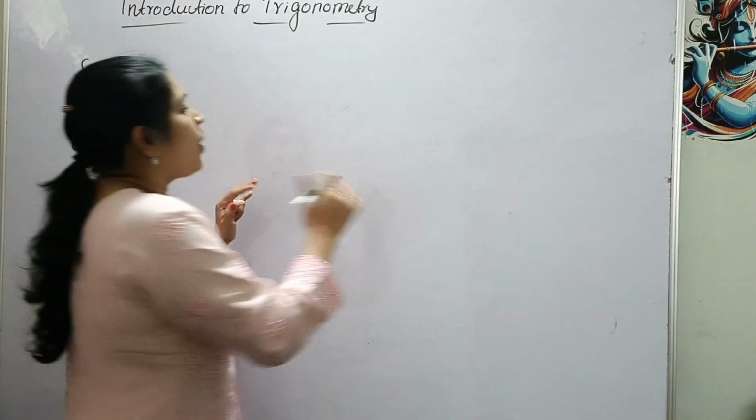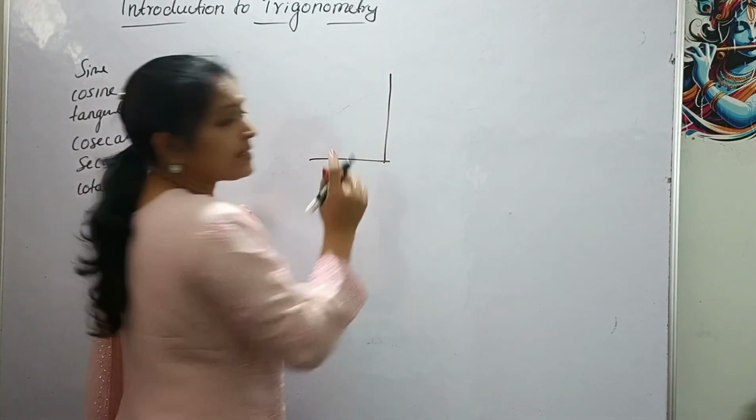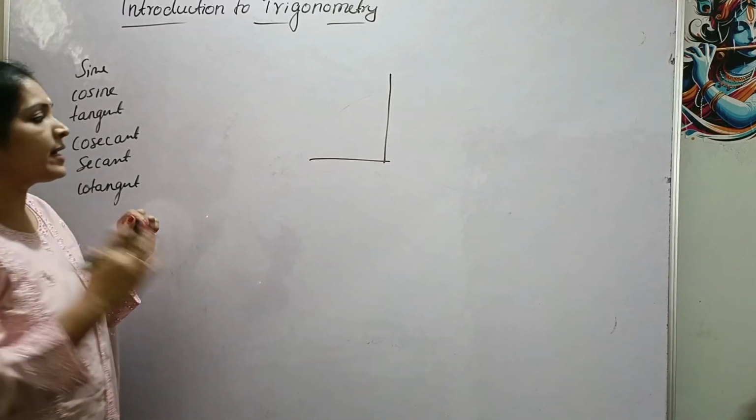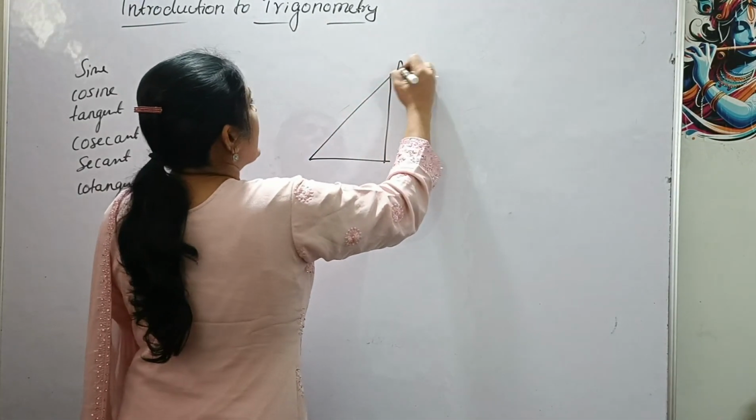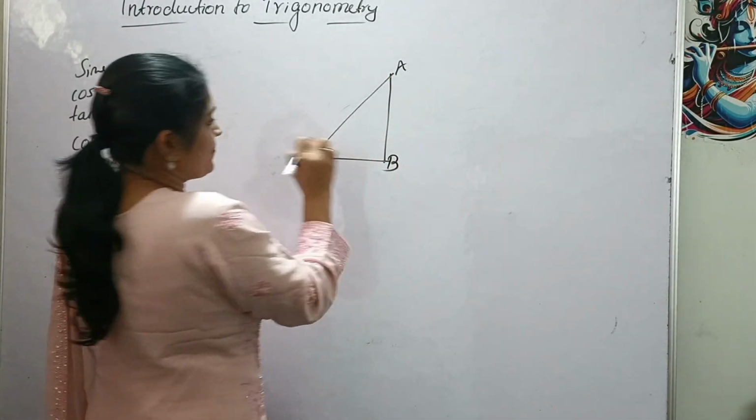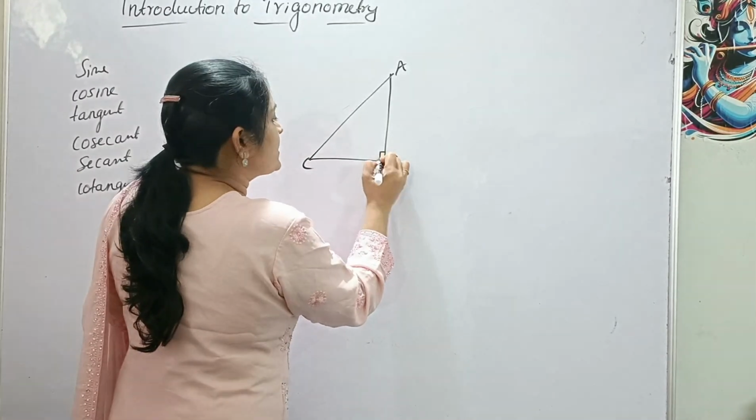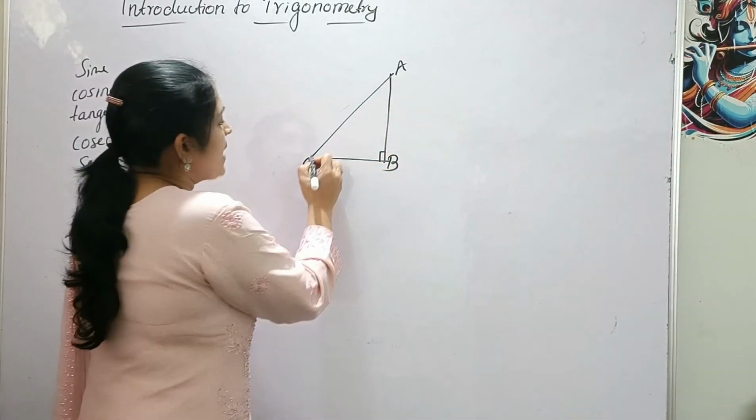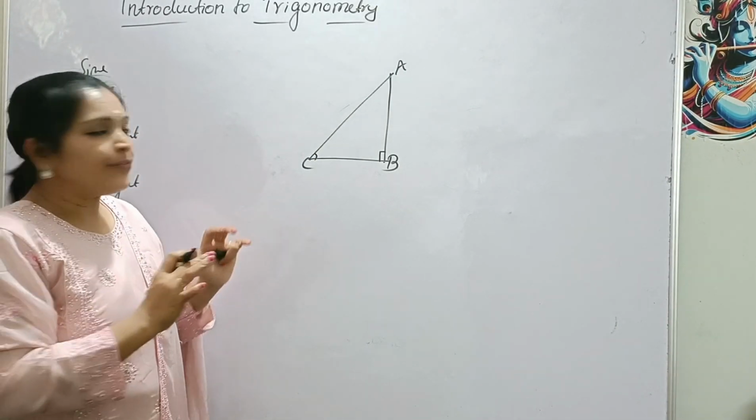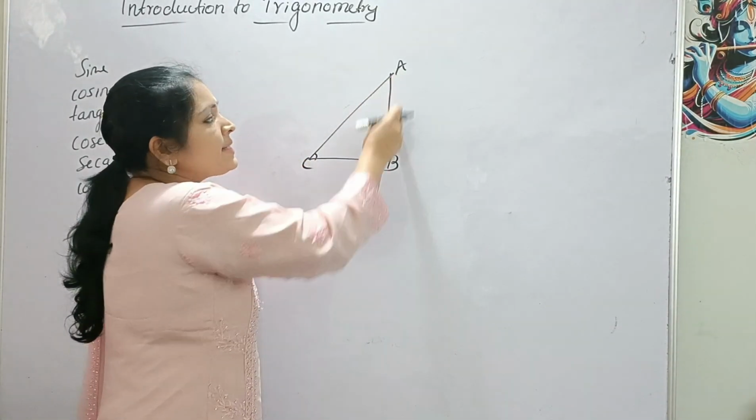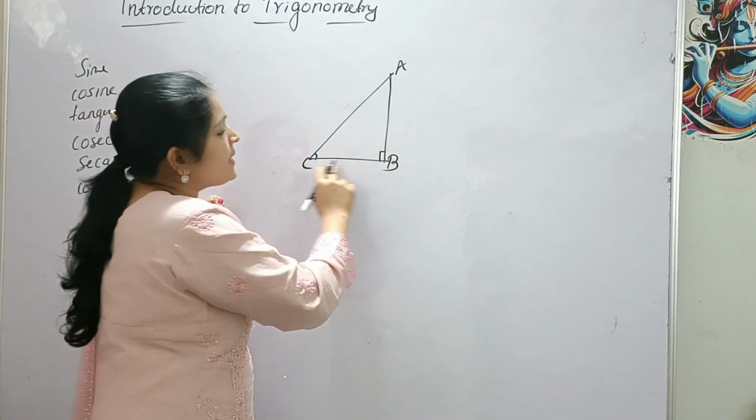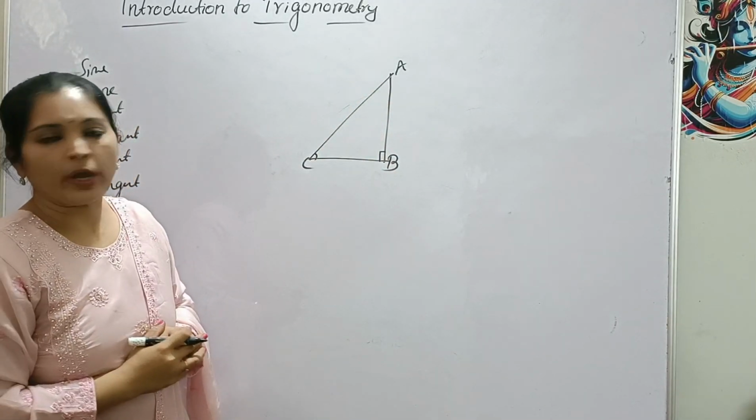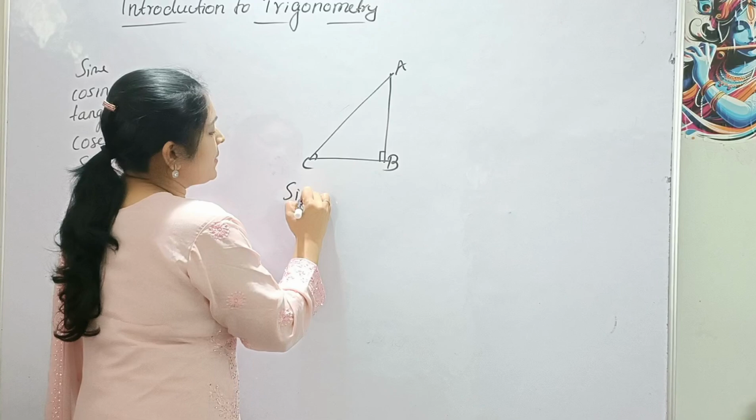We consider a right angle triangle. Let's take a right angle triangle ABC, and angle B is 90 degrees. Here we refer to angle C. For angle C, this side is the opposite side, this side is the adjacent side and this side is the hypotenuse.